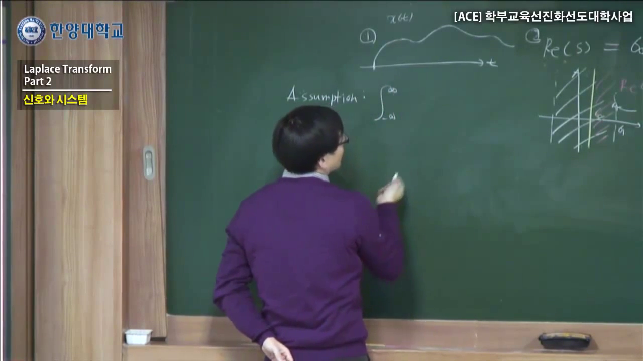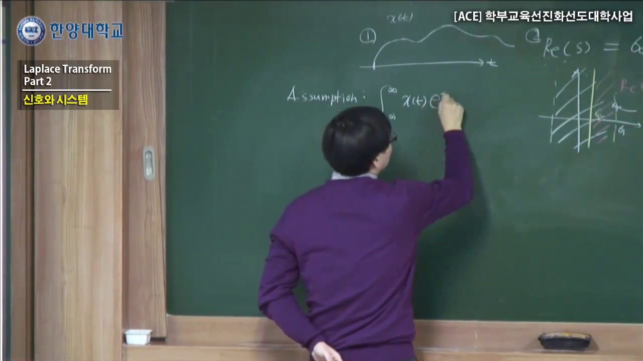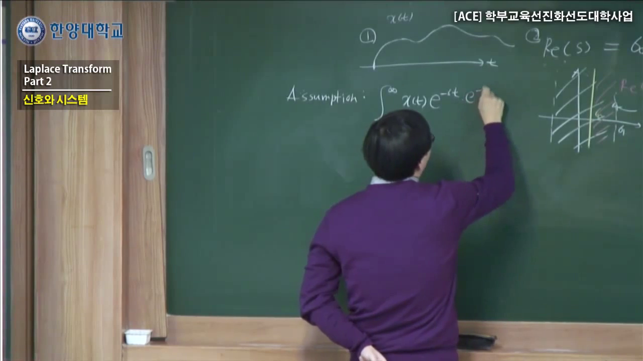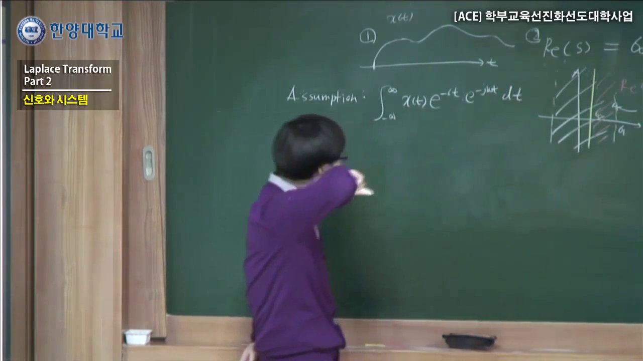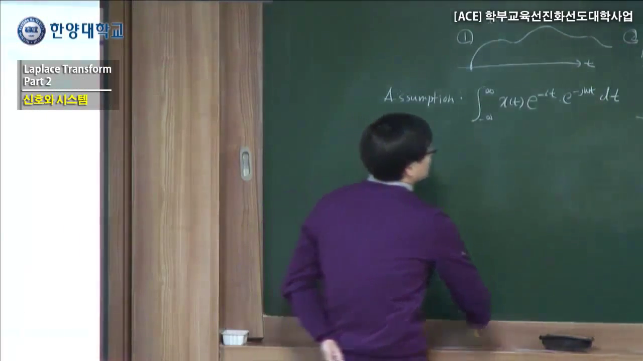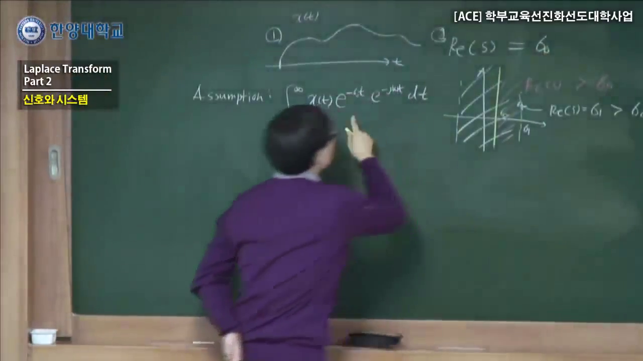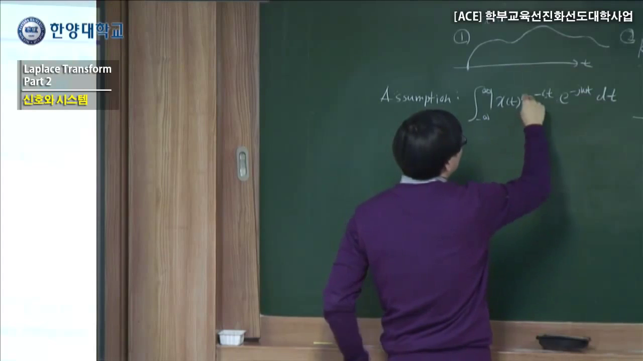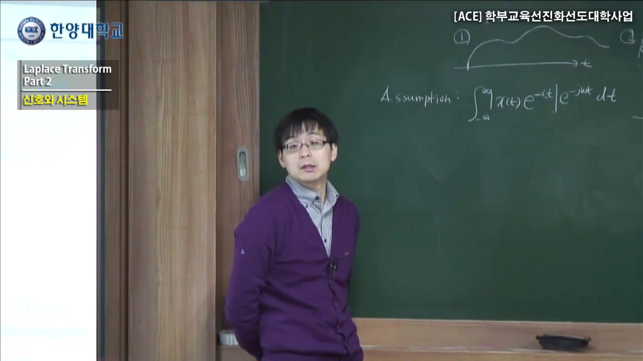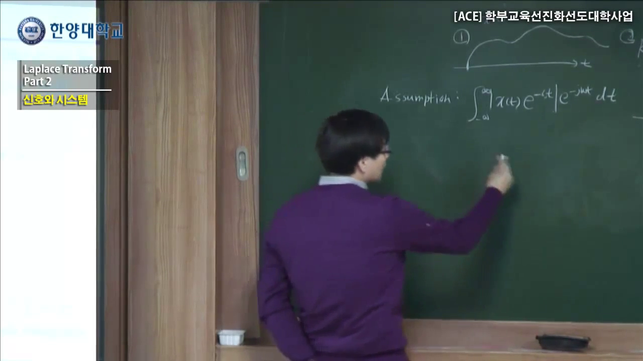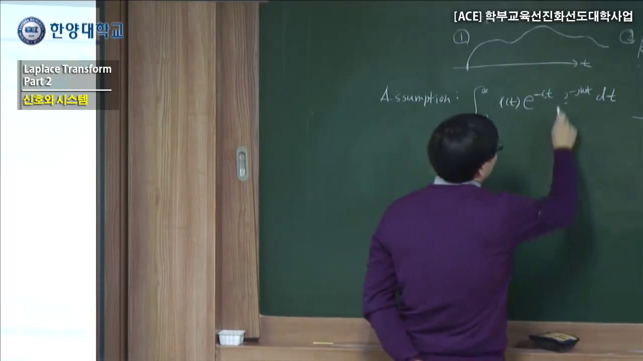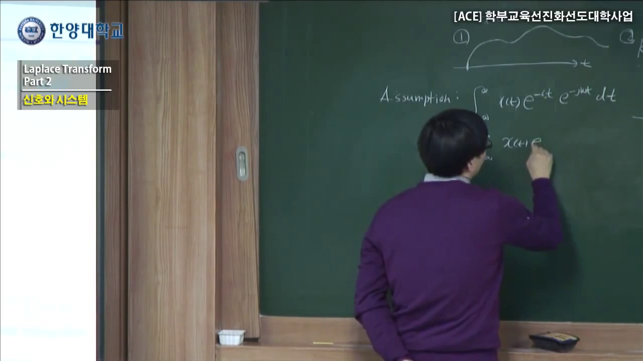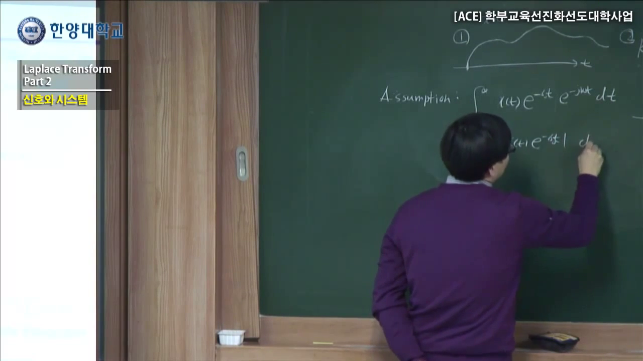if you do the Laplace transform, x(t) e^(-st) can be divided into x(t) e^(-delta t) times e^(-j omega t) dt. And we say delta zero is inside the region of convergence. We already know it. That means this is absolutely integrable, right? Because they have to converge. This one should be absolutely integrable.